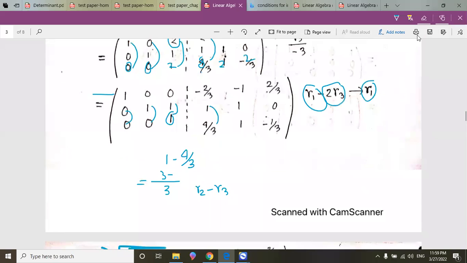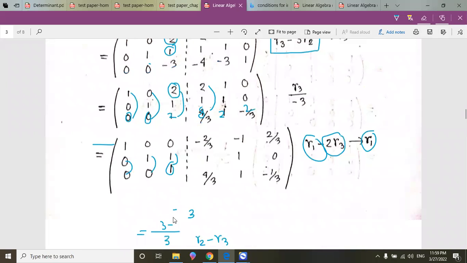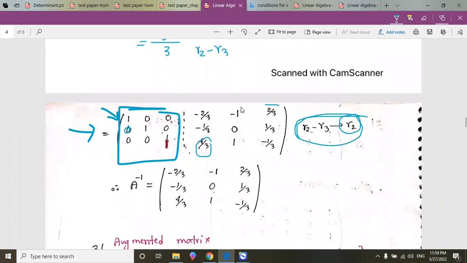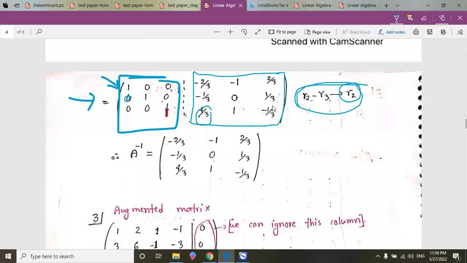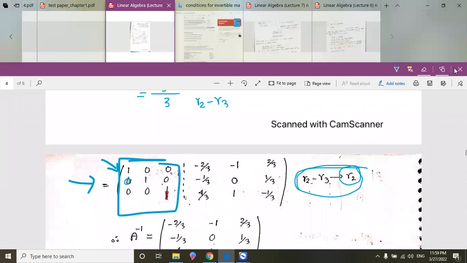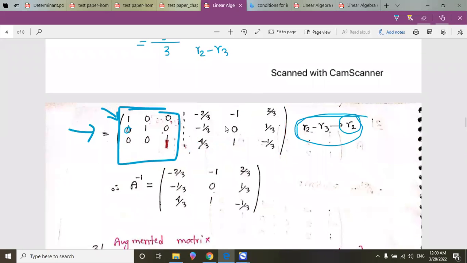Yeah, so our identity matrix will be at the left part, okay? You see here this part. So this part will be our identity matrix. Sorry, this part right here will be our inverse matrix.